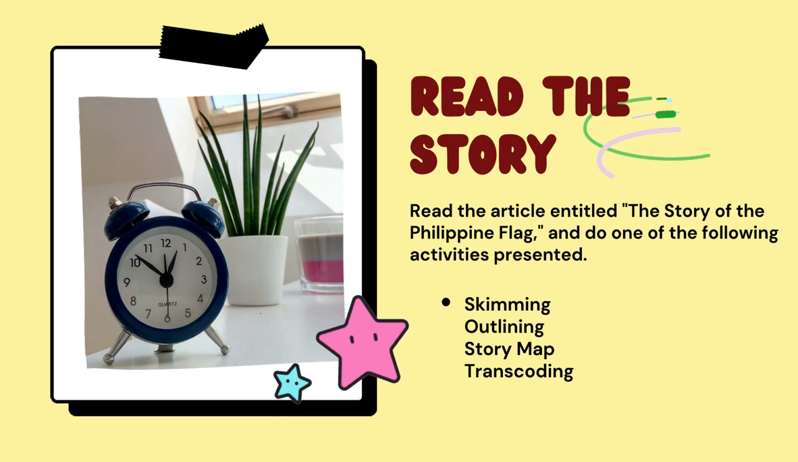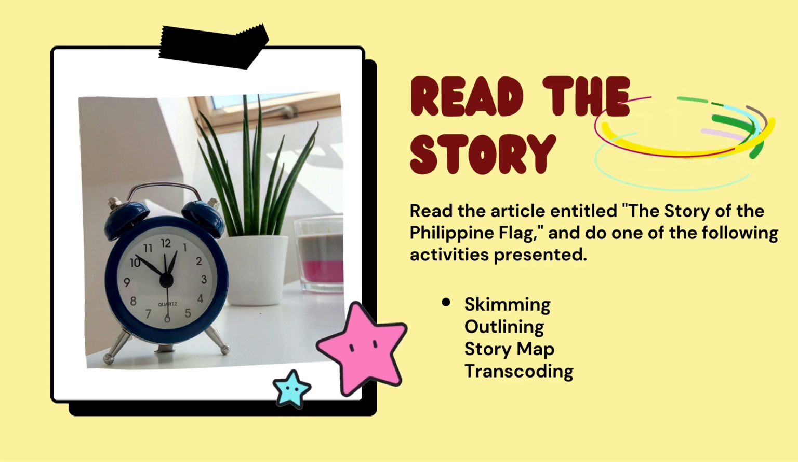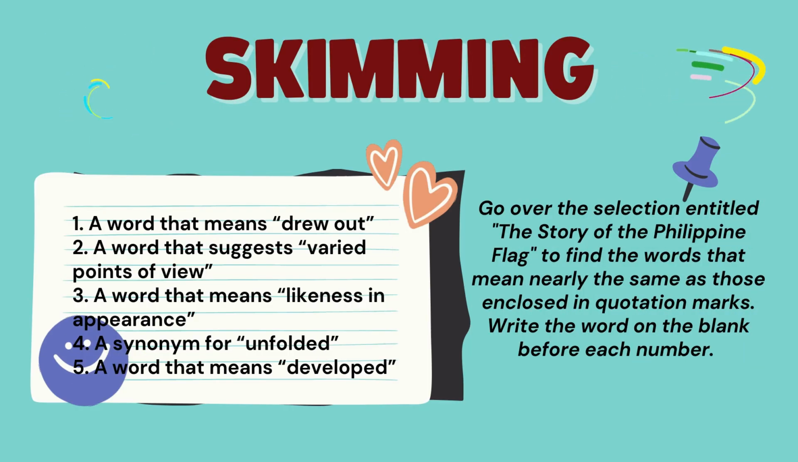Okay, so let's start. For example, if you are asked about skimming, you have to go over first the selection to find the words that mean nearly the same. So you can have the synonyms of the words or expressions which are in quotation marks from number 1 to number 5, which you can see on the screen. You may write your answer on a separate sheet, or you can have it in Microsoft Word. That's for the skimming activity.